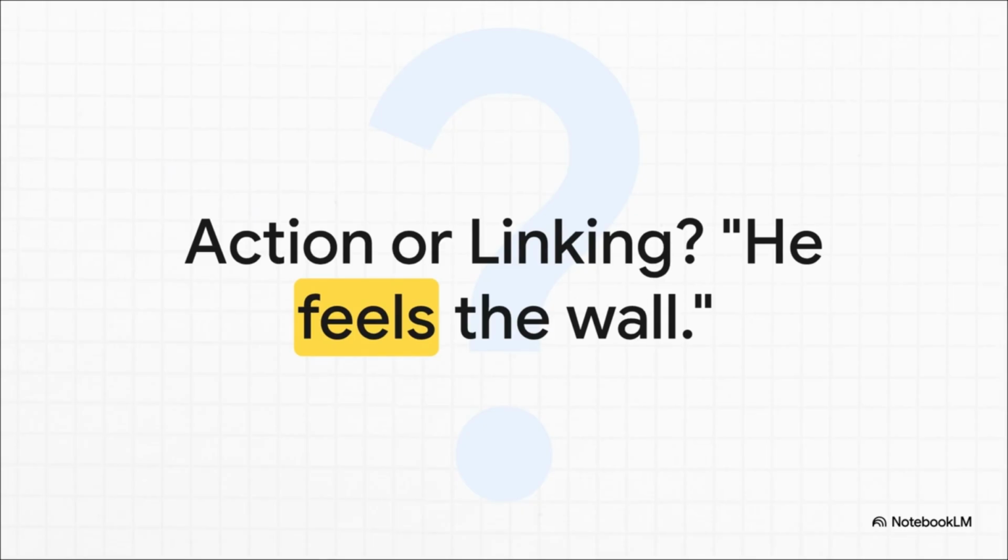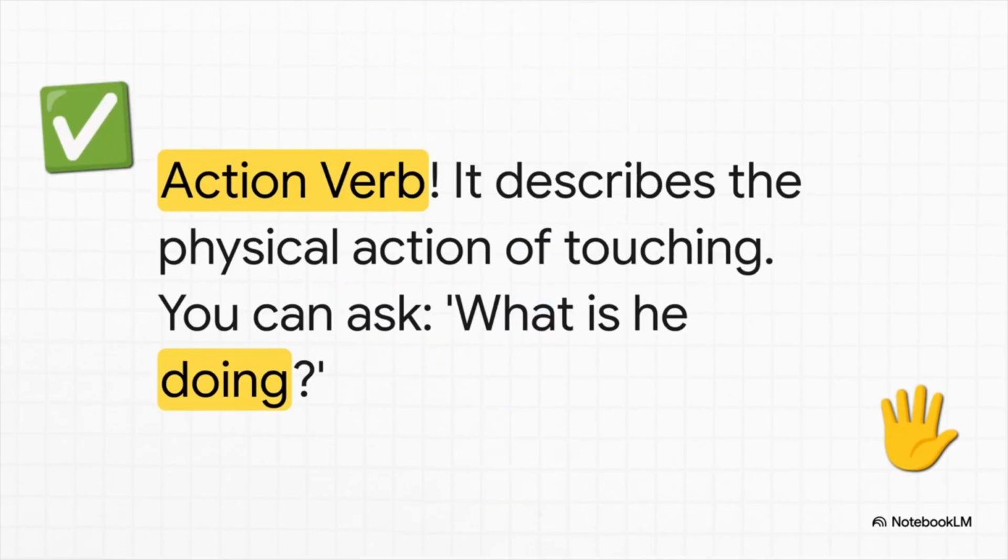Now for the second half of our puzzle. Same verb, different sentence. In "he feels the wall," is feels an action or a linking verb? Ask yourself that key question again. Is he doing something? This time, it's an action verb. Here, feels is describing the physical act of touching. We can ask, what is he doing? He is feeling the wall. This shows how the exact same verb can change its job completely depending on the context of the sentence.